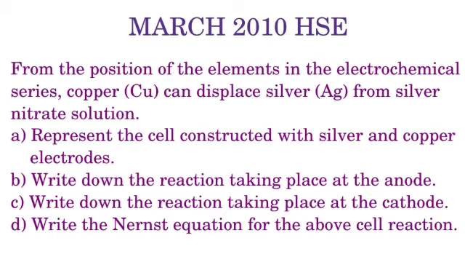Students, shall we see a question asked in the Higher Secondary Public Examination, March 2010. From the position of the elements in the electrochemical series, copper can displace silver from silver nitrate solution. A. Represent the cell constructed with the silver and copper electrodes. B. Write down the reaction taking place at the anode. C. Write down the reaction taking place at the cathode. D. Write down the Nernst equation for the above cell reaction.